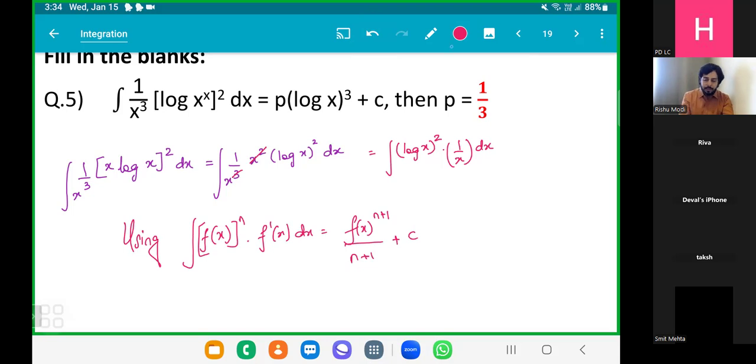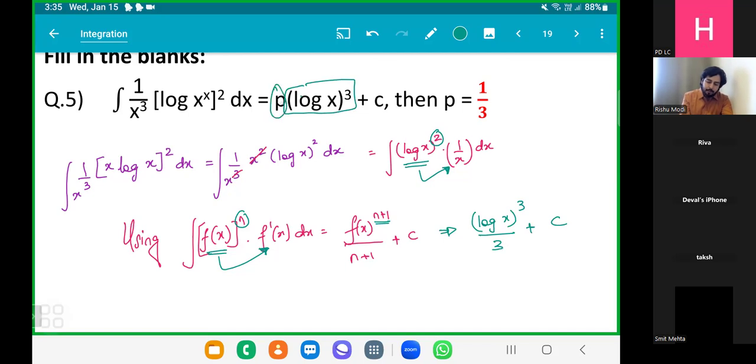The first property: log x, the derivative is 1 upon x. So we have the function and the derivative. Whatever is raised to power, that gets added to the answer. So my final answer as per this property will be log x raised to 3 upon 3 plus c. When I compare this with my given right-hand side, log x cube is there and p becomes 1 by 3. So my answer is p is equal to 1 by 3.